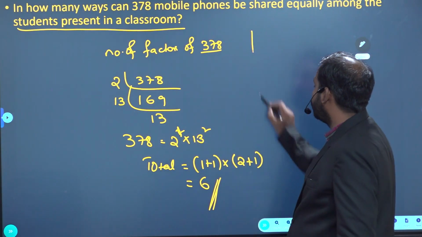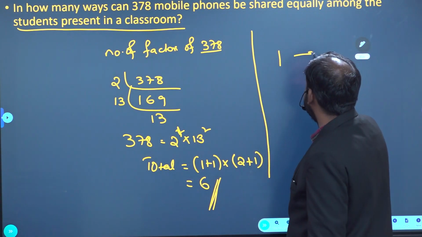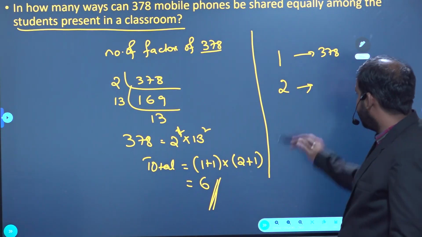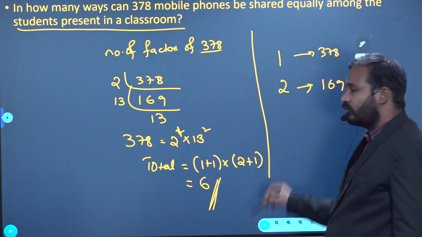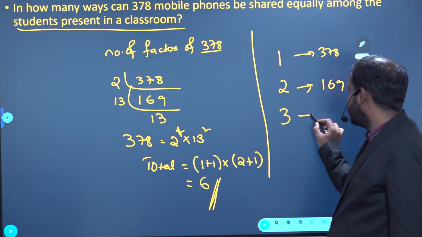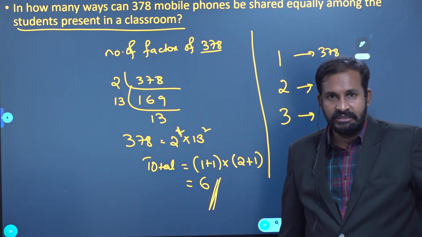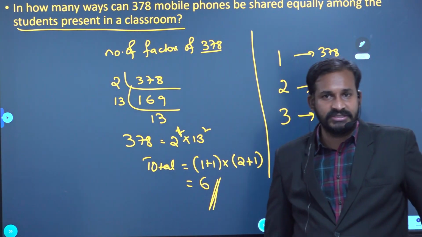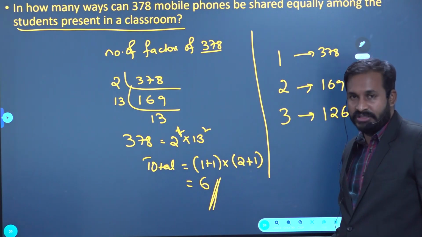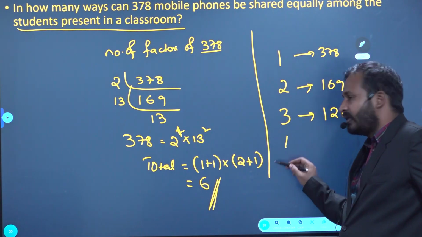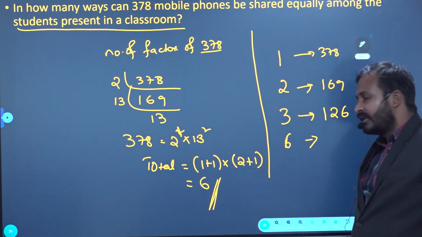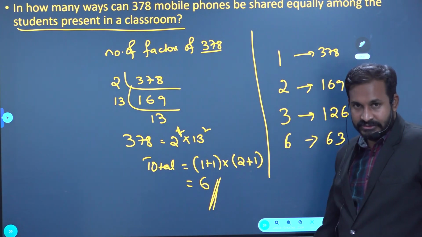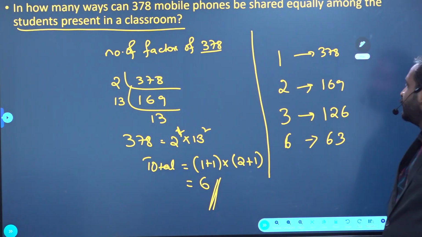That means assume the total class strength as 1. I will give all 378 to only one person. If I assume that the number of divisions is 2, then I can give 169 to all the people. Next, if I assume that 3 students are there in that class, then I can give 126 to each student, or else 169 to each one. Next, if there are 4 students, not possible. 5, not possible. 6, yes, possible. If there are 6 students in the class, then I can give them 63 for each student.